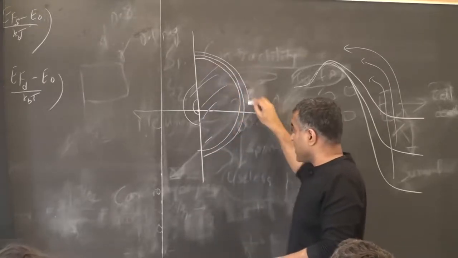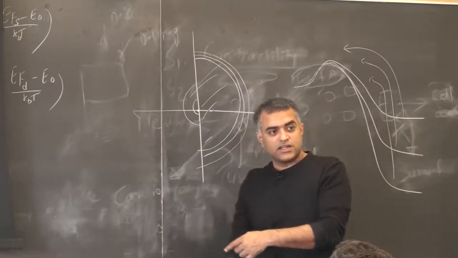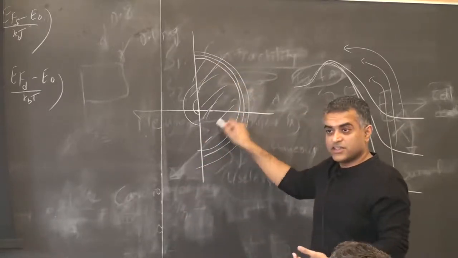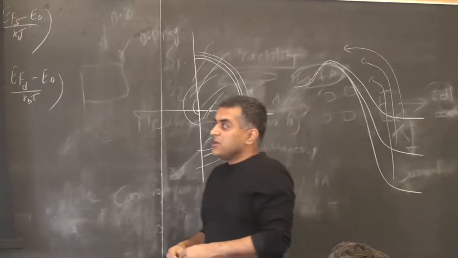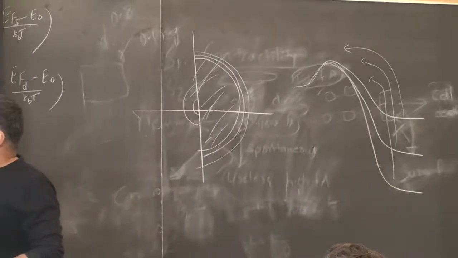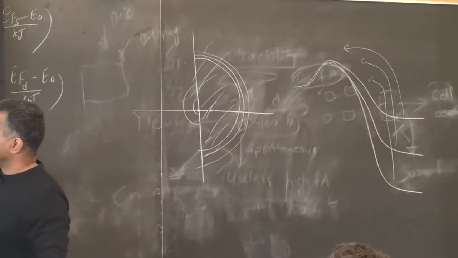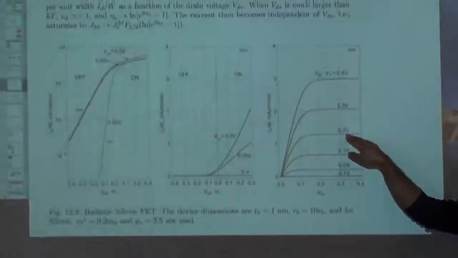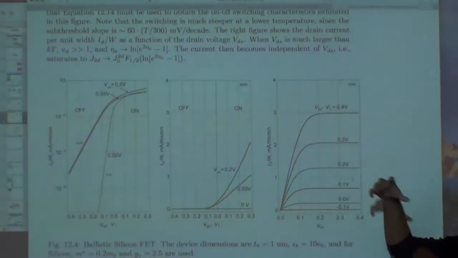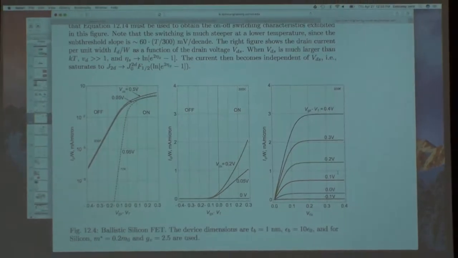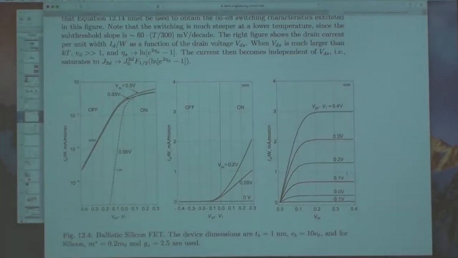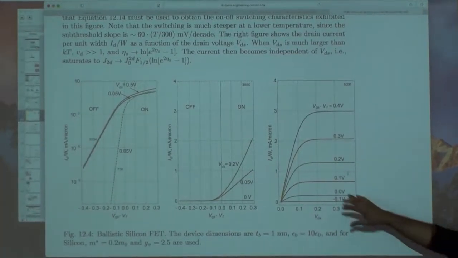So all the carriers are pretty much going to the right. And that area is still controlled by the gate. And therefore the current saturates. And then the only way you can change the current now is if you change the gate voltage, because then you make this thing bigger or smaller. Does that make sense? So that's the meaning of current saturation.